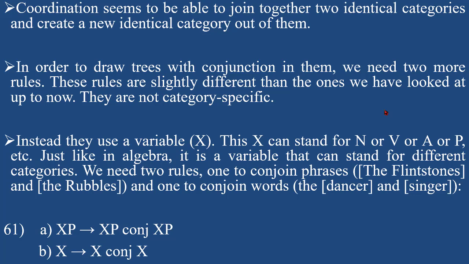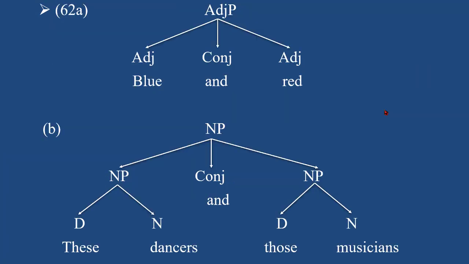Okay, so an XP consists of an XP that is conjoined with another XP. An X consists of an X conjoined with another X. So these should be identical: X X, XP XP. All right.